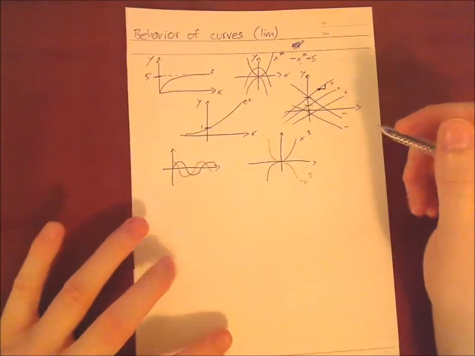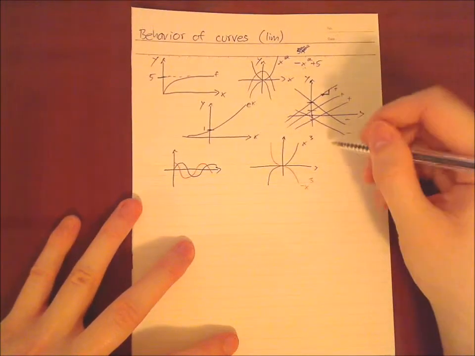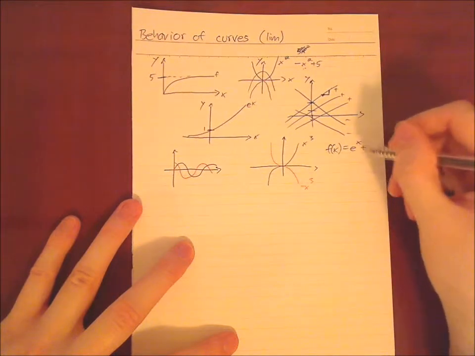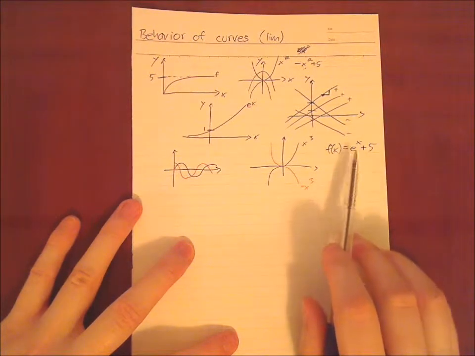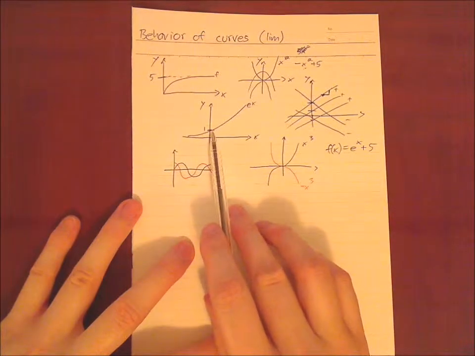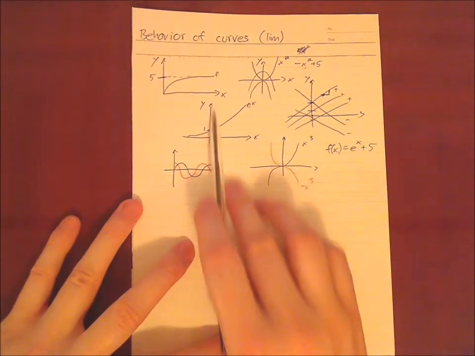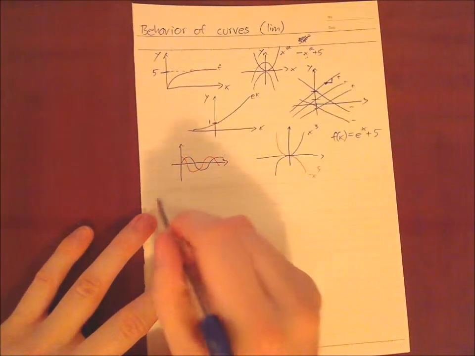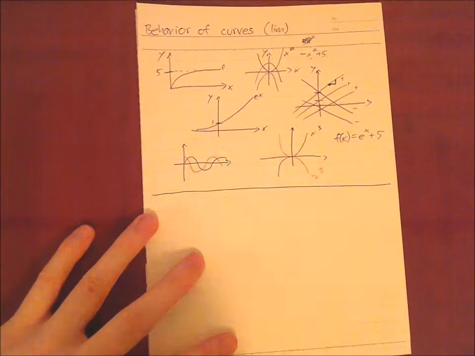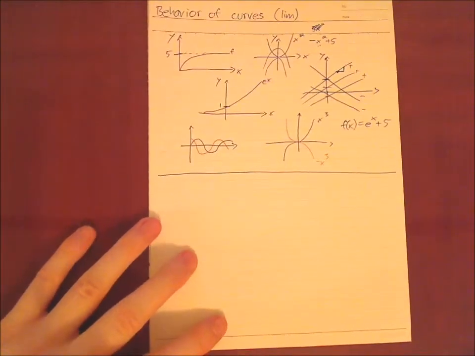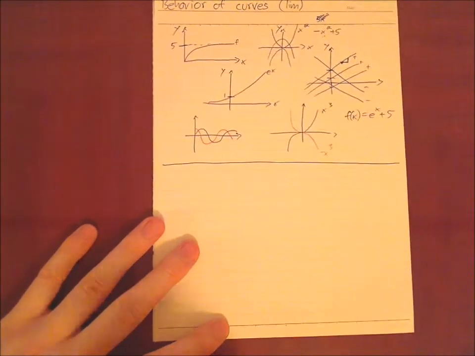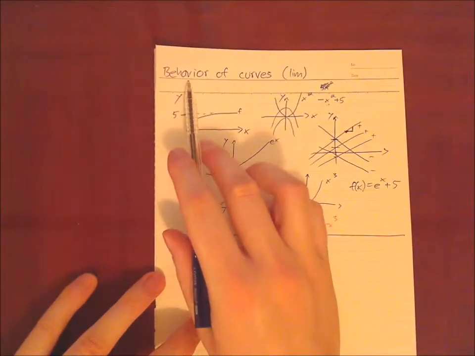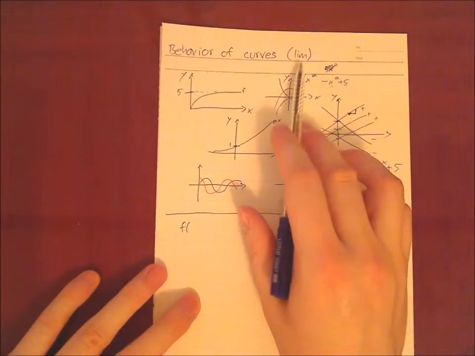And not only these functions, but when you know how it looks like, just about, you can also say that e to the power of x plus 5 looks probably like this e function, but moved a little bit upwards, right? So this is about experience with curves, how they look like. And now we want to calculate an example, or just show how we can talk about the behavior of curves with the limit.